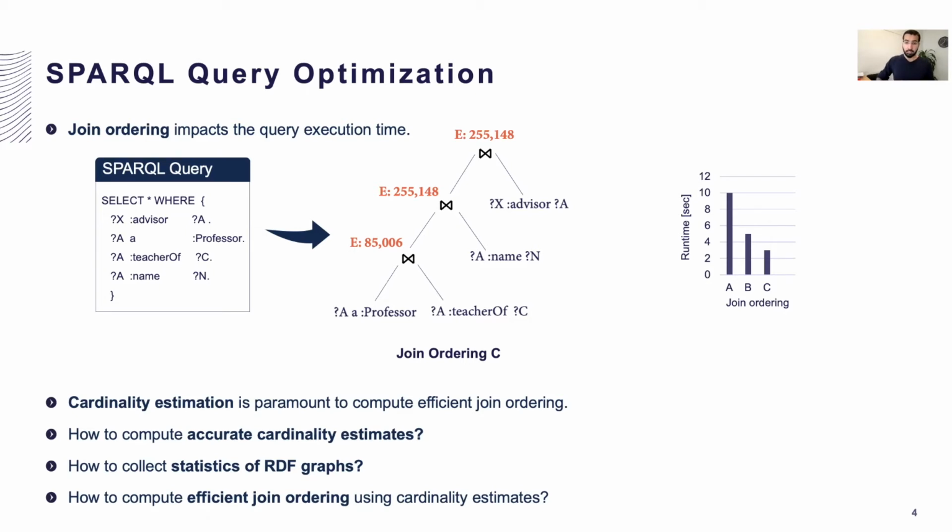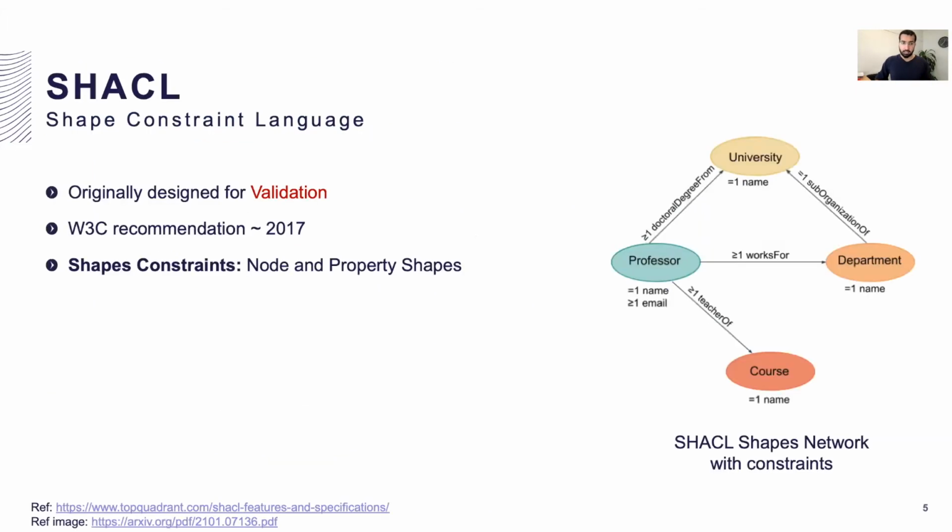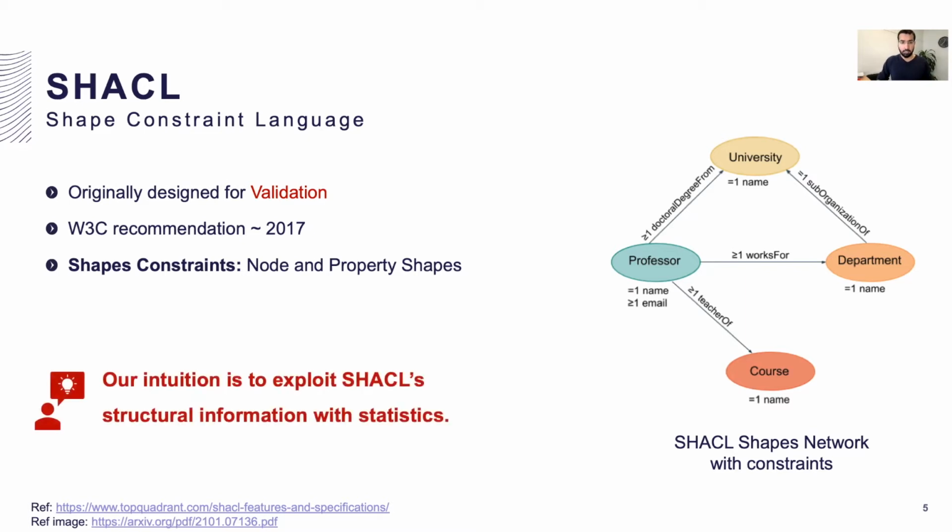For this purpose, we exploit a state-of-the-art RDF validation language called SHACL. It was originally designed for validation. It became a W3C recommendation in 2017 and consists of node and property shapes. Our intuition is to exploit SHACL's structural information with statistics. For example, for the given SHACL shapes network, we can annotate it with different statistics such as count, distinct count, min, and max count for the nodes and shape properties, and utilize them for the purpose of query optimization.